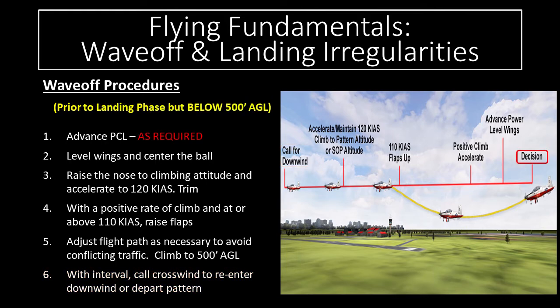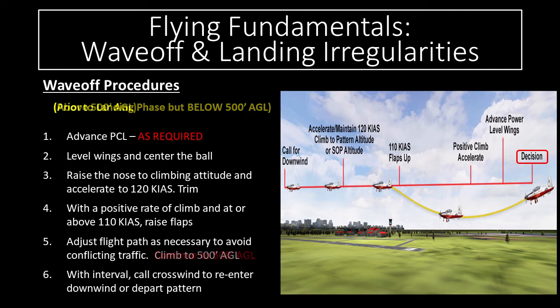For a wave-off prior to the landing phase but below 500 feet AGL, procedures are the same as previously discussed for the round-out/flare, except instead of going PCL max, you're going to go PCL as required. This is due to the altitude from the ground and the ability to have time to adjust power as required to stop your descent.